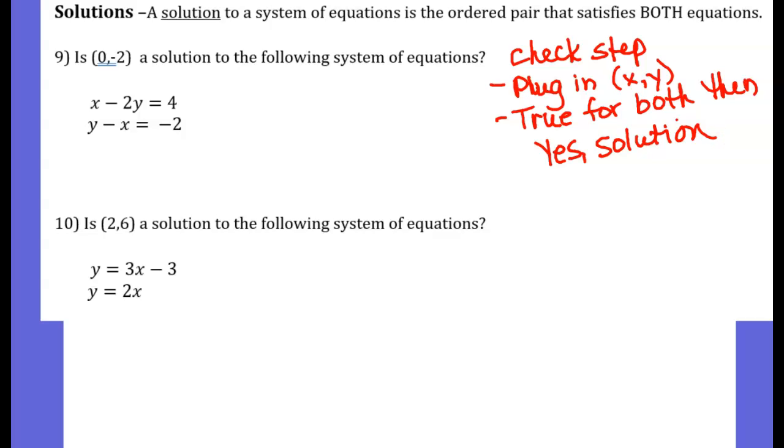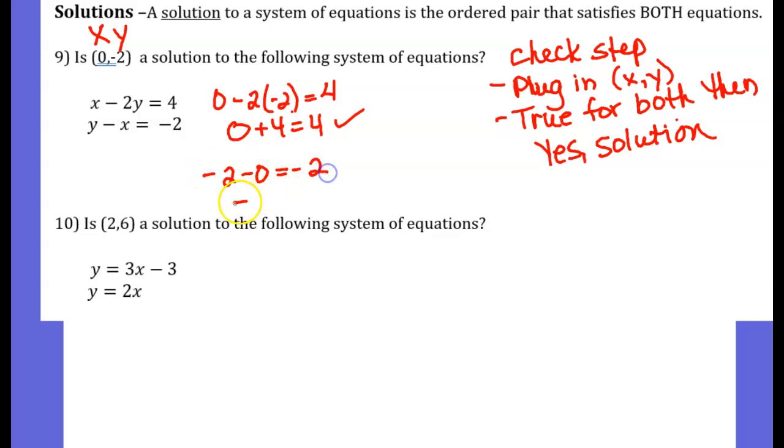So all I do is plug this in, (0, -2), remembering my x and my y. So I get 0 minus 2 times -2 equals 4. 0 plus 4 equals 4, so that one works, that's true. And then the second one, -2 minus 0, does that equal -2? Yep, that one works too. So this one is a yes.